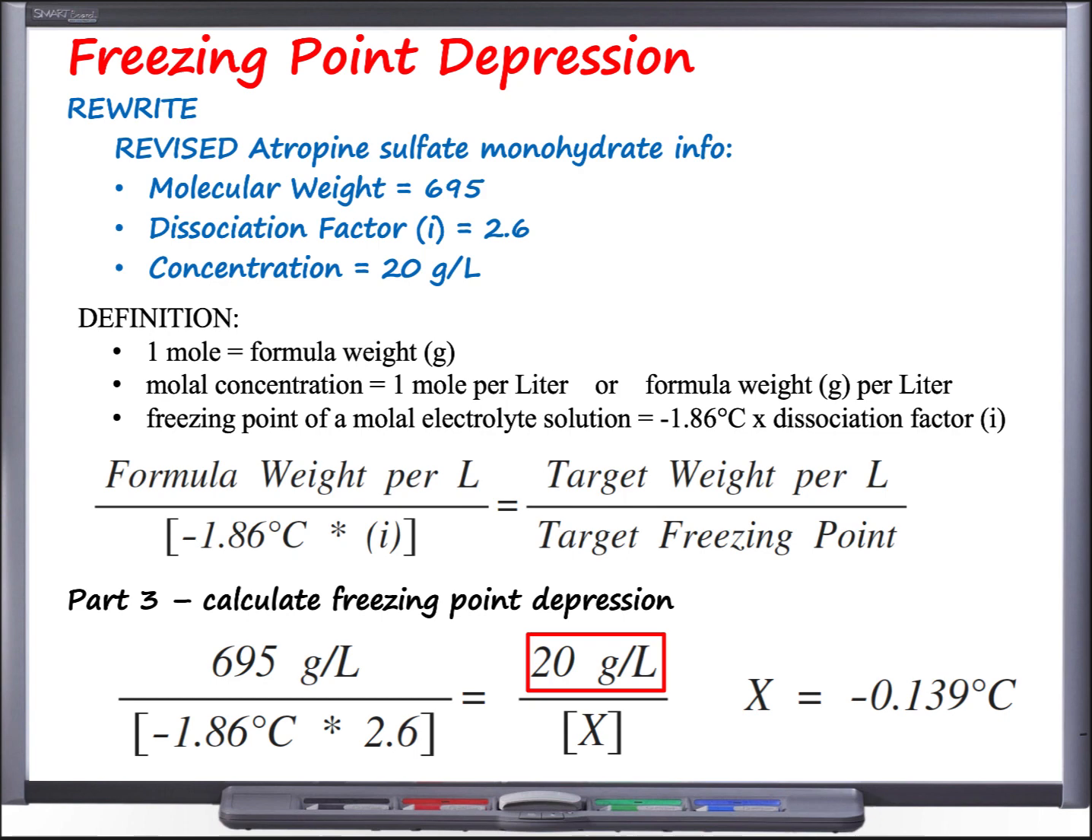Set that over X, which is what we don't know. We don't know how much that concentration would actually lower the freezing point, but that's what we're solving for. So now if we just cross multiply, we can solve for X. So we take our negative 1.86 degrees Celsius times 2.6 times 20 and then divide by the 695. That would solve for X and show us that our final result for this question is that a 2% atropine sulfate monohydrate solution lowers the freezing point to negative 0.139 degrees Celsius.